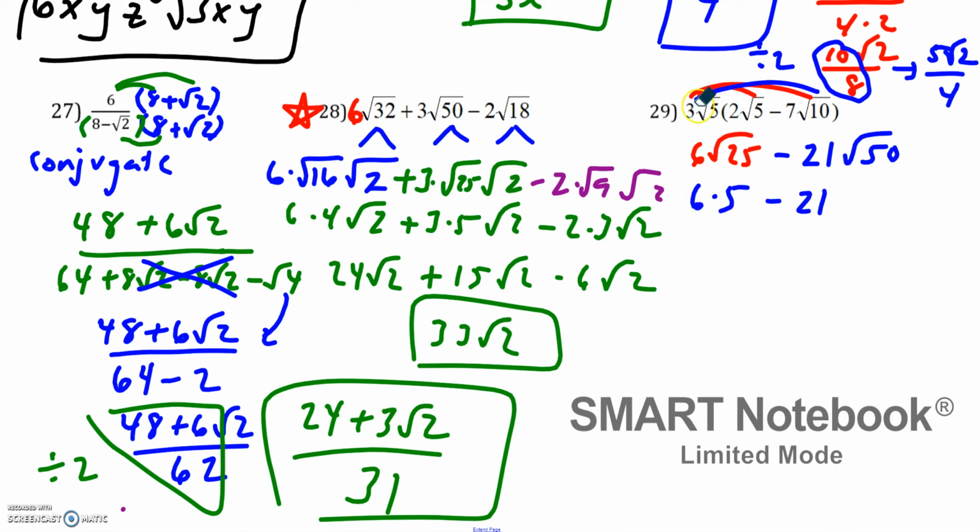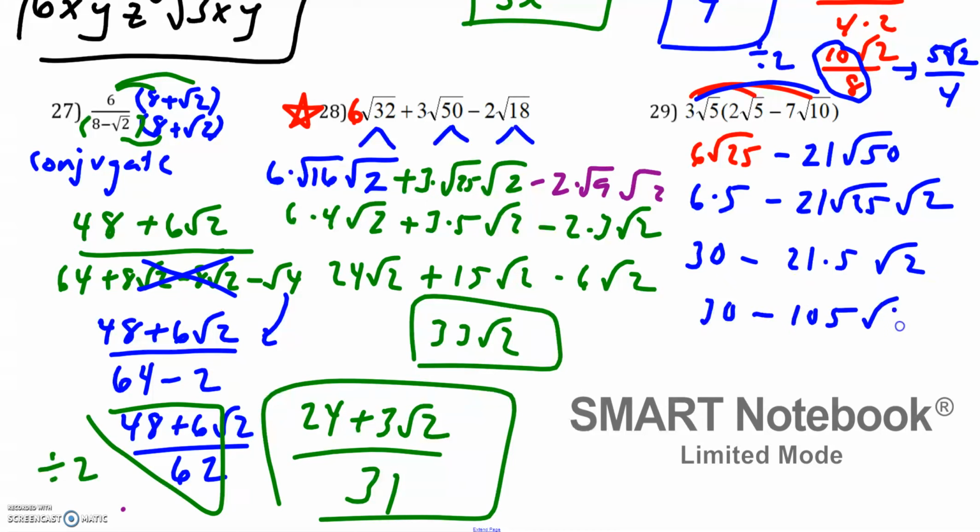Now root 50 in the last problem, we split into 25 and 2. So let's do the same. We always want to reduce the radicals if possible. So I have 30 minus 21 times 5 root 2. If I multiply 21 times 5, I get 105. So I have 30 minus 105 root 2. And even though it's insanely tempting, please do not subtract these because this does not have a radicand of 2. So we are done with 30 minus 105 root 2.